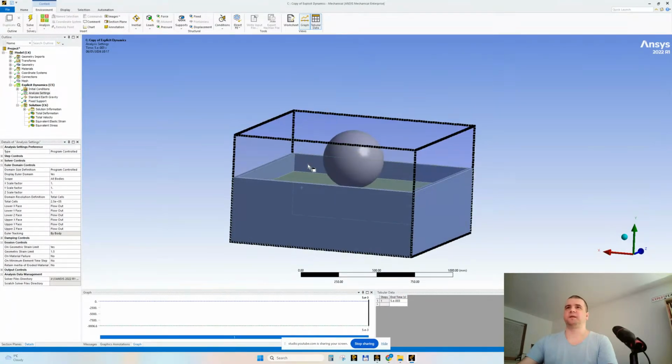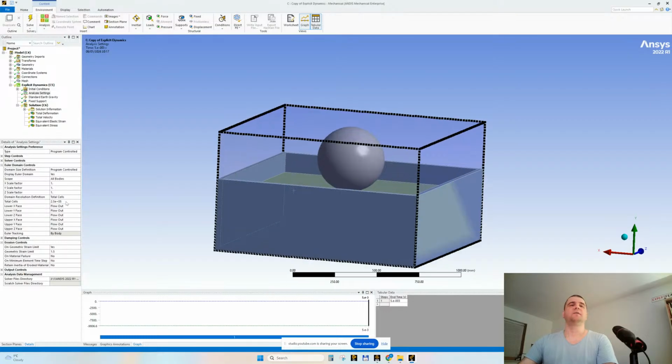Yes, we have enough space for the splash. And if we stay with the default value, the solving time will be too much. Let's just solve and watch the solving time. All right, look here, solve.